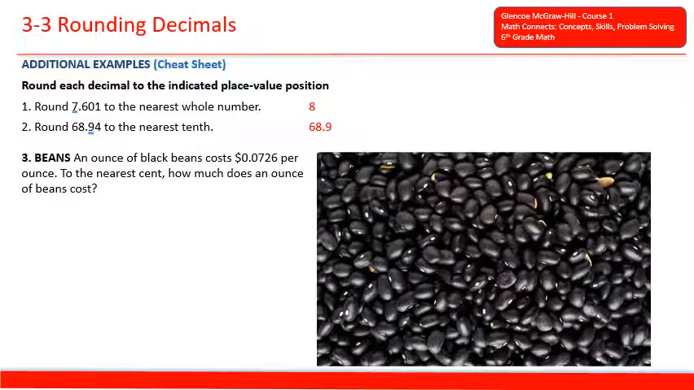An ounce of black beans costs $0.0726 per ounce. To the nearest cent, how much does an ounce of beans cost? So remember, a cent is a hundredth. So we're going to go to the 7. We're going to look at the number to the right, and that's a 2. So we're going to keep that at 0.07 or 7 cents.